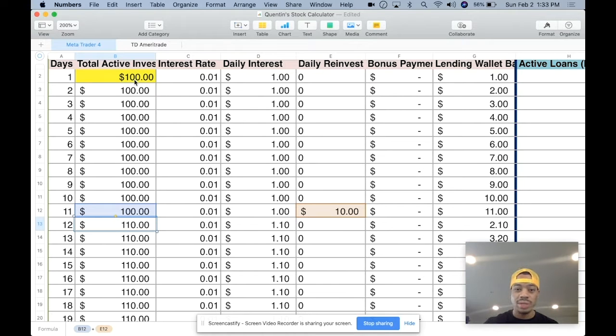Day one, you start with $100. You get $10 by day 11 and you throw it back in. Day 12, you've got $110. The crazy thing is you're making 1% of 110, not 1% of 100. So now you're making $1.10 per day. And this is where it starts to get stupid.